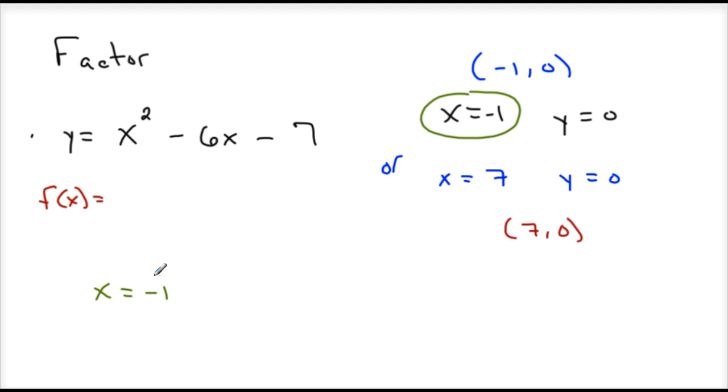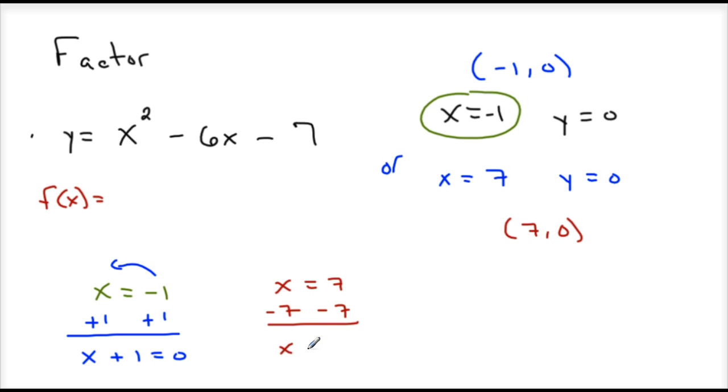If we solve this for 0, and I bring this -1 over to the right side, I'm going to add 1 to both sides, and I get x plus 1 equals 0. And if I do it to the other one, x equals 7, and I subtract 7 from both sides, I'm going to get x minus 7 equals 0. Since these are both zeros, both roots of the function, I'm going to say the quantity x plus 1 times the quantity x minus 7 can equal 0.